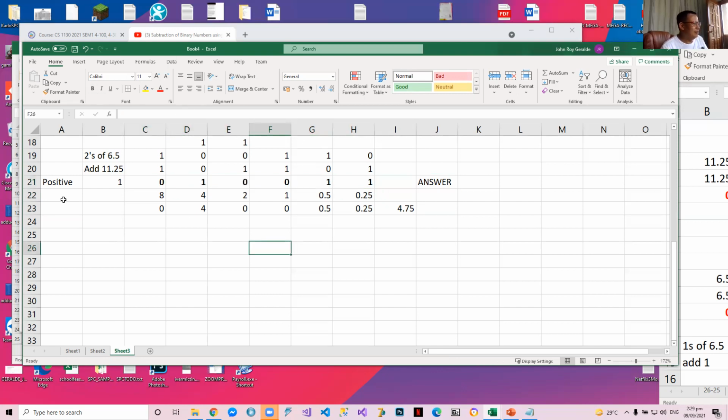Sir, the leftmost 1, is it also counted? Hindi ito kasali. The last carry is not used. Always discard the last carry. Pang-indicate lang yan kung positive siya or negative yung result. This just indicates whether the result is in 2's complement or not. So we know that the result is positive because the last carry is a 1. So since it's positive, we can now compute the actual value in decimal, and it's 4.75.